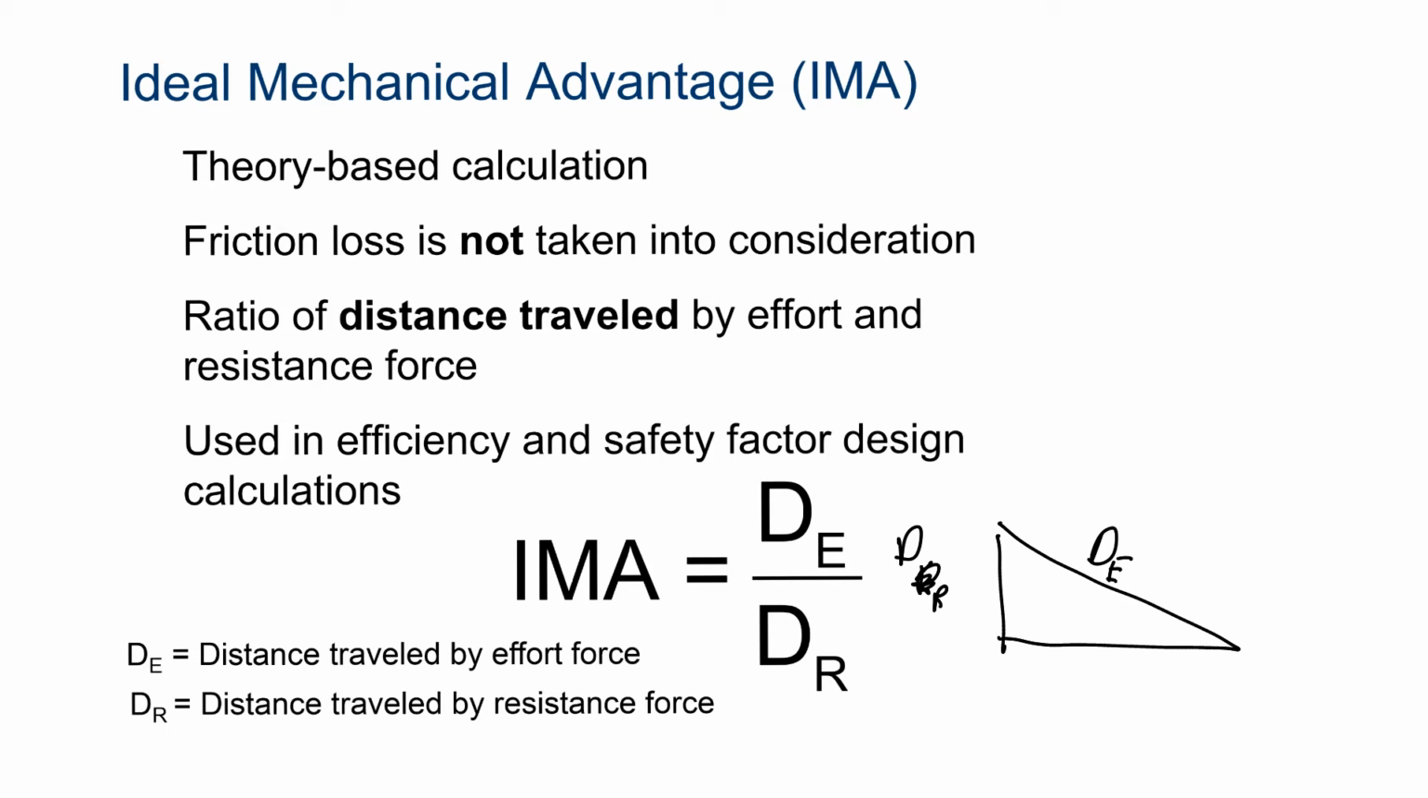So it'd be how high it went, because you're trying to lift it, would be the resistance distance, and the effort distance would be how far you actually pushed it. Does that kind of make sense to everybody?